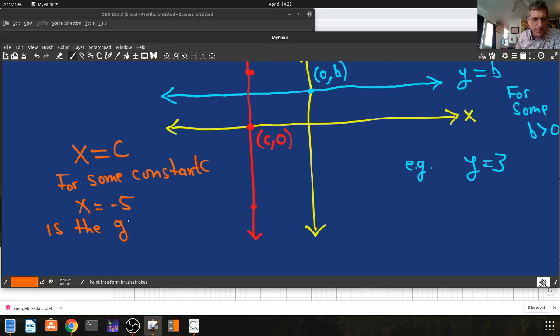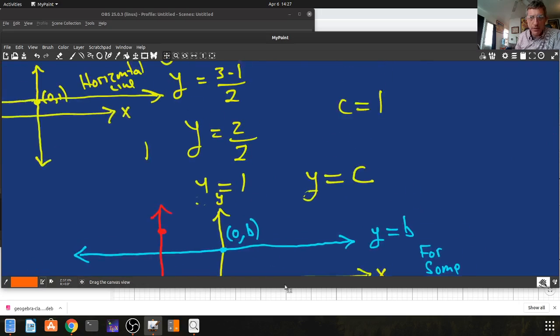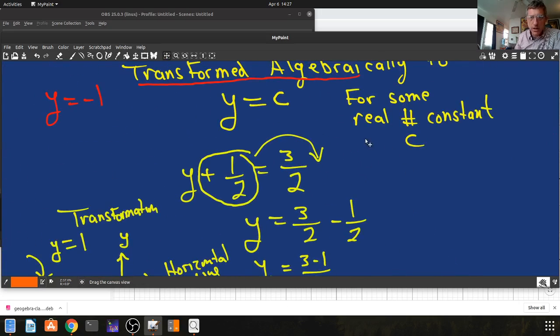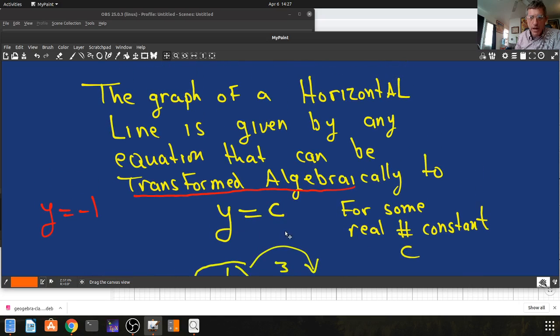The graph of a vertical line. So those are two facts that you're going to need. The graph of a vertical line is x is equal to c for some constant c, and the graph of a horizontal line is y is equal to c for some constant c. So play around with that. It's really easy to get those two confused.